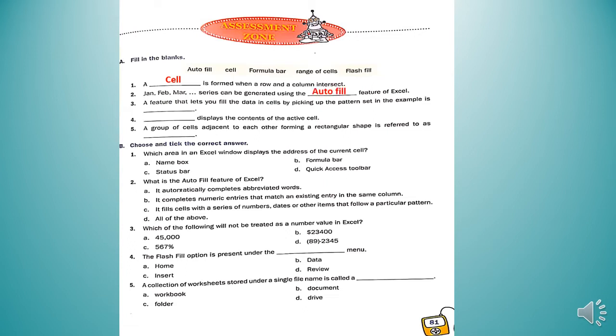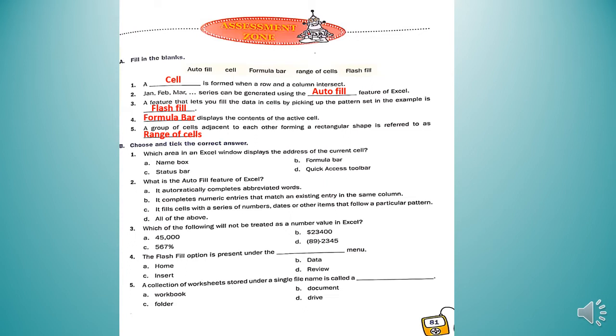feature. Third one is, a feature that lets you fill the data in cells by picking up the pattern set in the example is dash. Write here, flash fill. Fourth one is, dash displays the contents of the active cell. Formula bar. Fifth one is, a group of cells adjacent to each other forming a rectangular shape is referred to as range of cells.